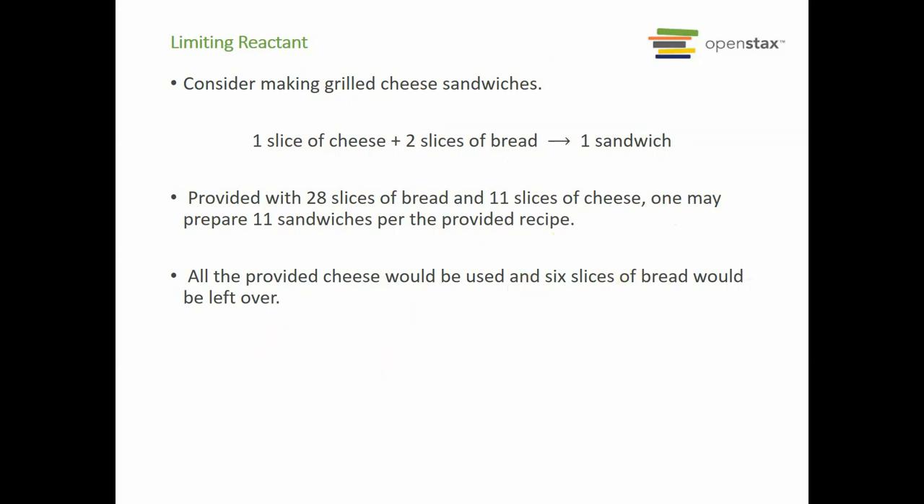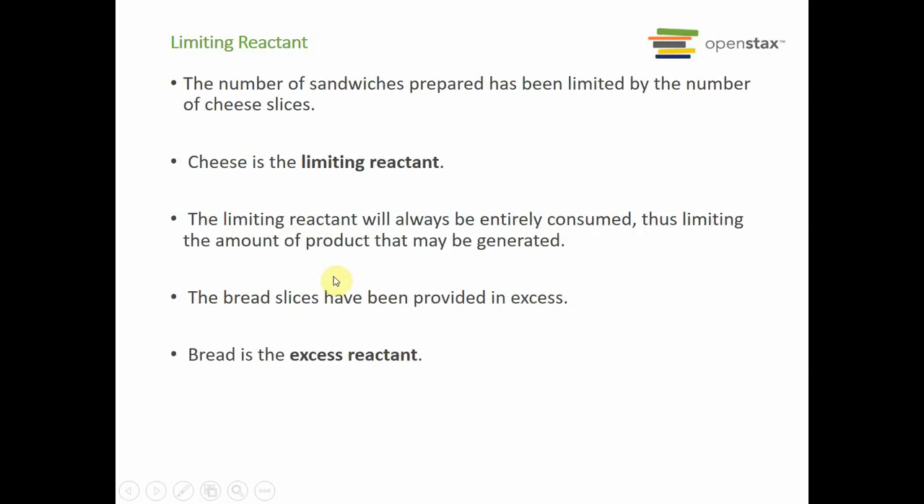So in this case, we're going to call the cheese the limiting reagent. The number of sandwiches prepared has been limited by the number of cheese slices. Cheese is the limiting reagent. The limiting reagent will always be entirely consumed, thus limiting the amount of product that may be generated. The bread slices have been provided in excess. Bread is the excess reagent.